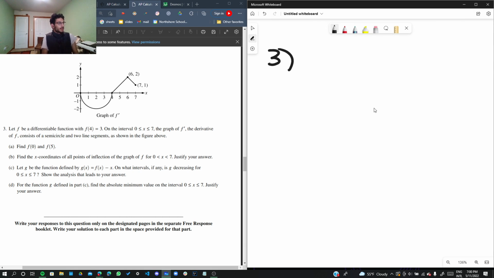3. Let f be a differentiable function with f of 4 equal 3 on the interval 0 is less than x is less than 7. The graph of f prime, the derivative of f, consists of a semicircle and 2 line segments as shown in the figure above. Find f of 0 and find f of 5.